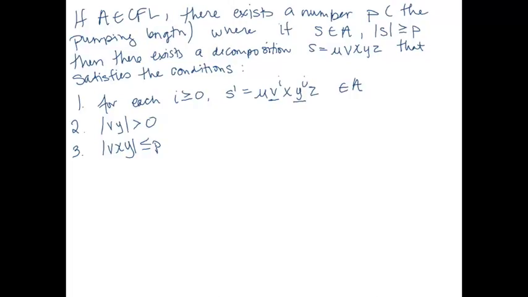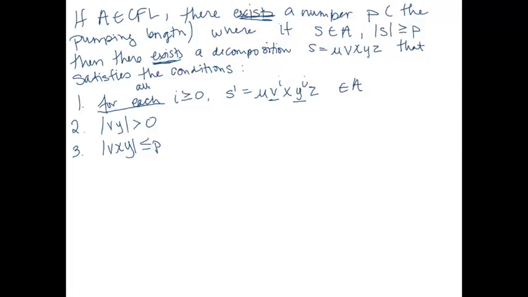So this is what the pumping lemma says. Let's underline some important words here. The first is there exists a number P. This doesn't say for all P's, it says there exists some P. So we only need to find one, and it's going to be specific for that language. Also, there exists a decomposition that satisfies the following conditions. There may be decompositions that do not satisfy the conditions. All that matters is that there is one. And the last important word is for each. We could have also said for every or for all. This means that it must hold true for every i: for i equals 0, i equals 1, i equals 2.